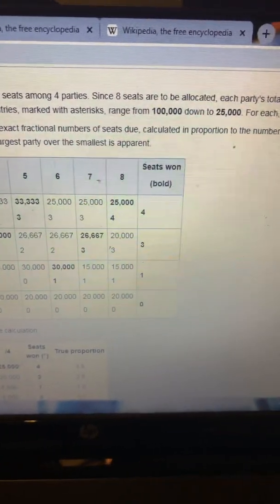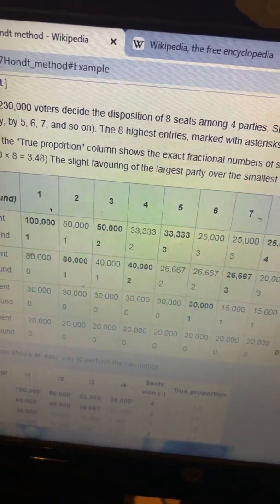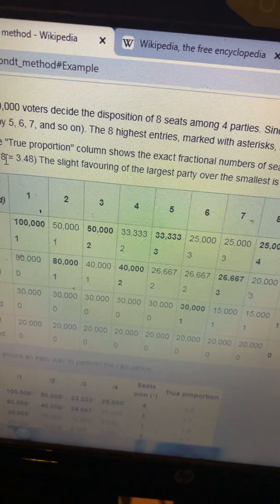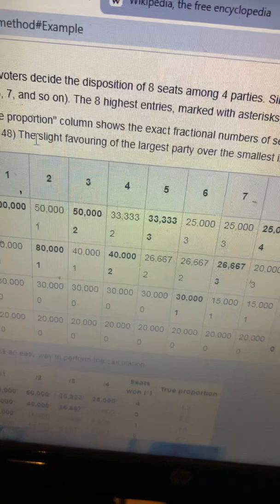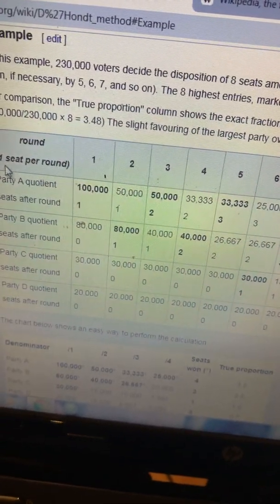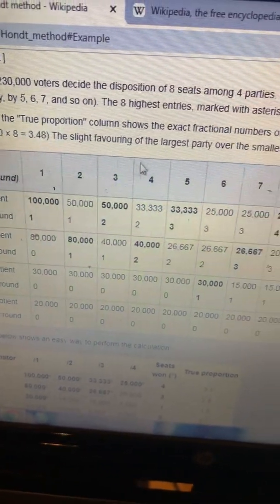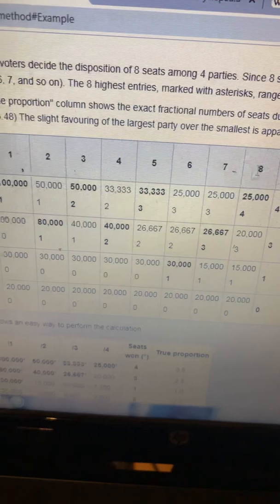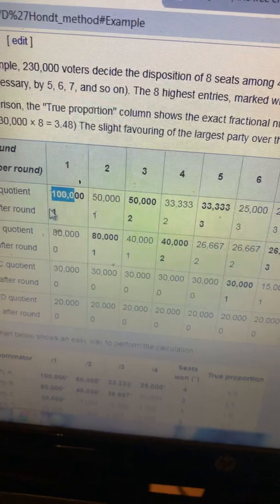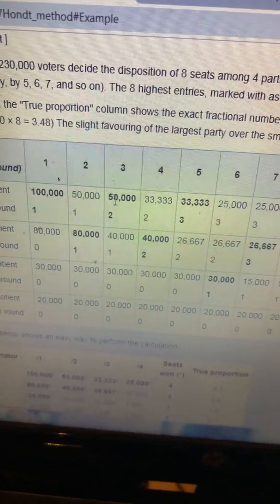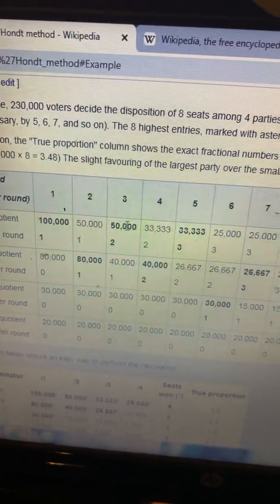Like this. For example, 100,000 divided by 230,000 times 8 equals 3.48. So round 1, one seat per round, party A: 1, 2, 3, 4, 5, 8. The votes are divided by 1 and we count which is the most.